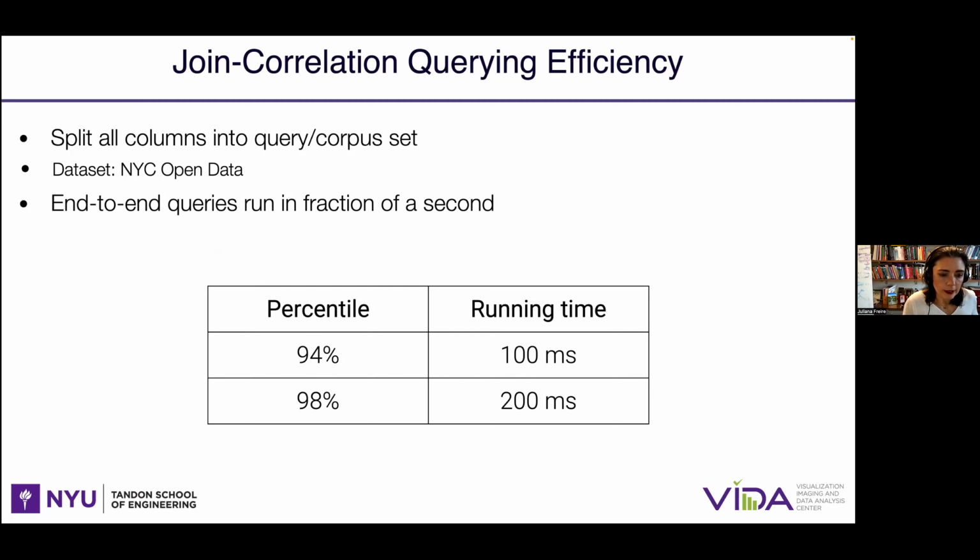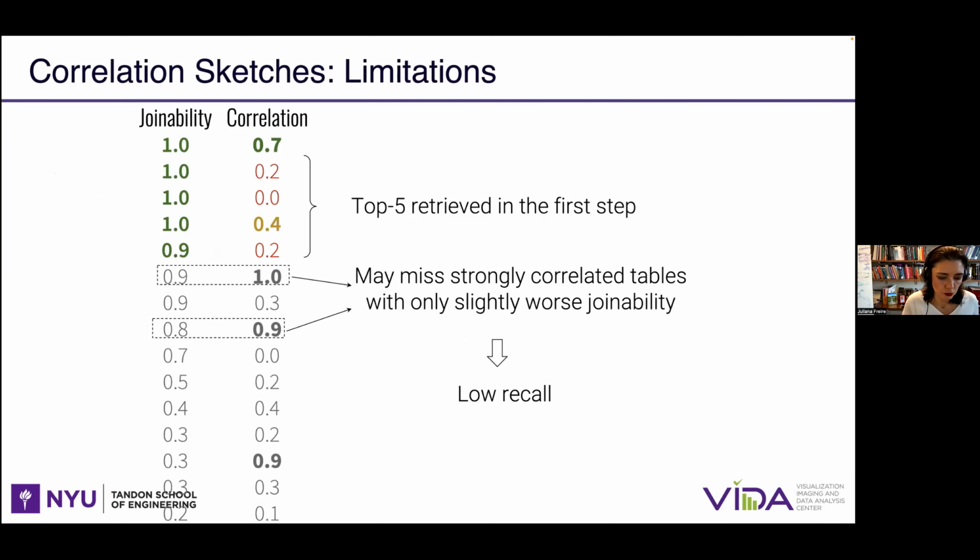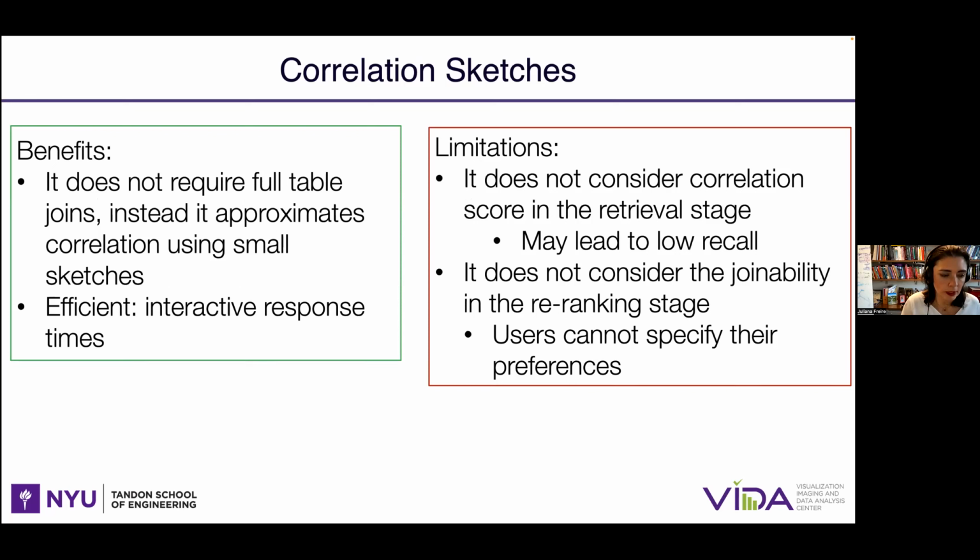In these experiments, we observed that 98% of the queries run in less than 200 milliseconds, and for the 94th percentile, it's actually less than 100 milliseconds. So these results show that the approach can indeed provide interactive response times for dataset search over large collections. So the benefits of this approach are clear. We can do these estimates, which are good estimates without having to perform the full join, and it's efficient. You can answer these queries in interactive time, right?